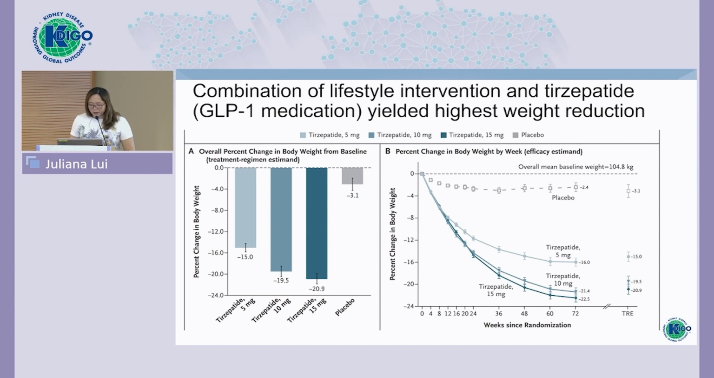In the SURMOUNT-1 trial, a 72-week trial of 2,539 adults with BMI of 30 or more and at least one weight-related complication, after a 2-week screening period, participants were randomly assigned to receive tirzepatide at doses of 5 mg, 10 mg, and 15 mg or placebo, administered subcutaneously once weekly for 72 weeks as an adjunct to lifestyle intervention. Tirzepatide of different dosages as an adjunct to lifestyle interventions yielded a 15 to 20% change in body weight, as compared to a 3.1% body weight change with placebo alone.